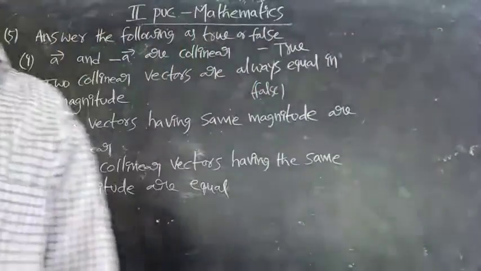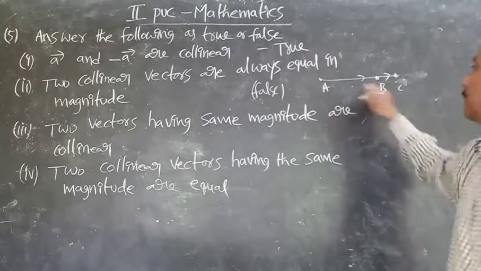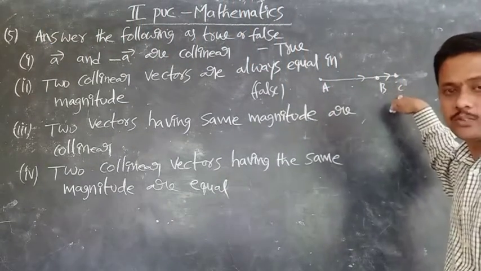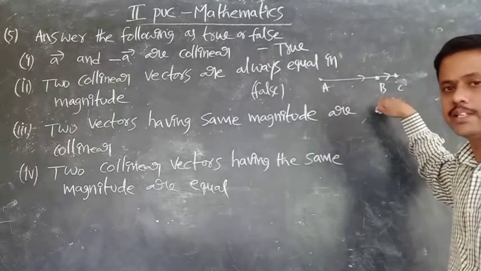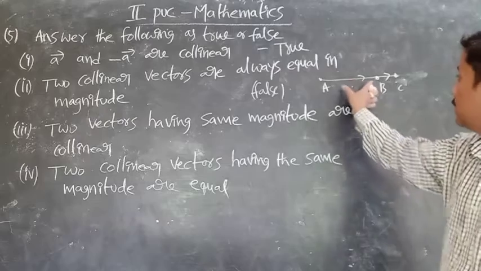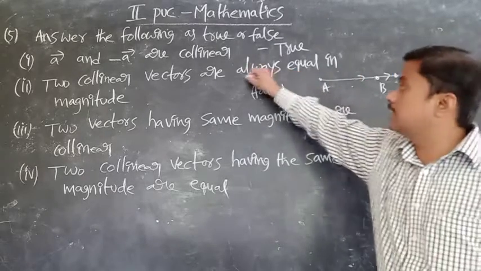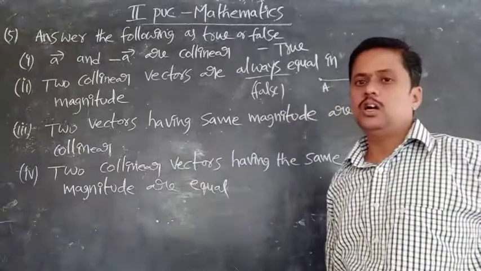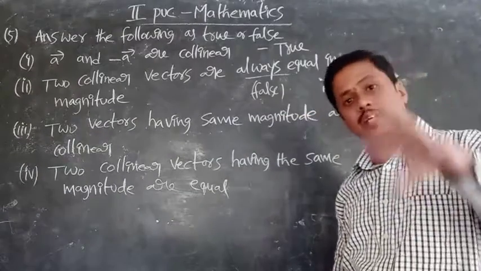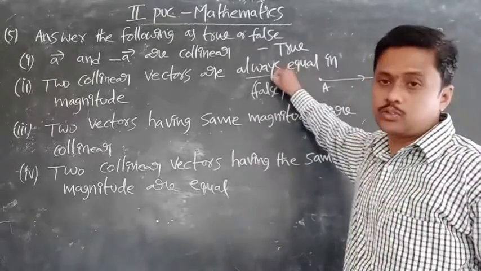See, AB vector and AC vector are collinear vectors. They are parallel to the same line, as I already told you. But look, the AB magnitude and AC magnitude are not equal. So sometimes they can be equal and still collinear, sometimes not possible. But always equal is not true, so it is false.